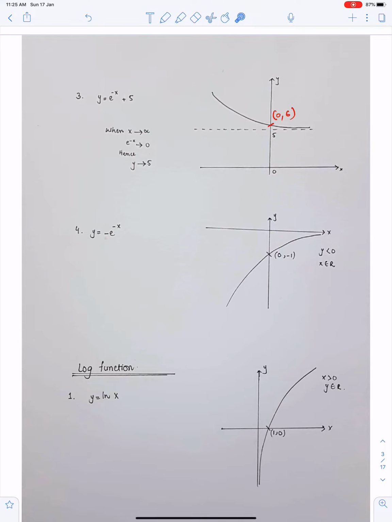-e -x, the opposite of this. So this will be parallel to 0. And when you will reflect this curve, what if we had just e -x? So the e -x will be like this. If you will reflect this curve about x-axis, you'll get this curve.